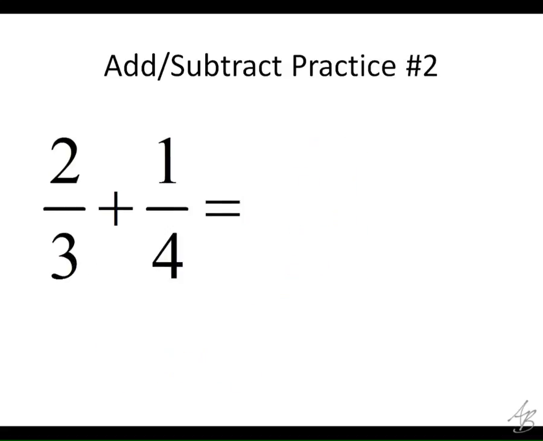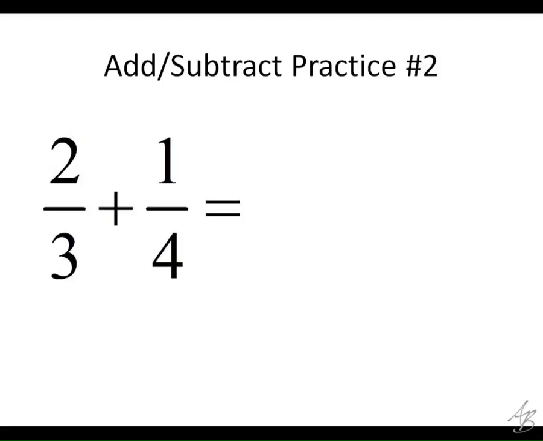Okay, next one. 2/3 plus 1/4. First step says change one or both of the fractions to get a common denominator. Do we need to do that step here? Yes, we didn't on the last one because we already had a common denominator. But on this one, we do have to do that because the denominators are different. If we don't do it, then when we get to the third step, we won't be able to keep the denominator the same.